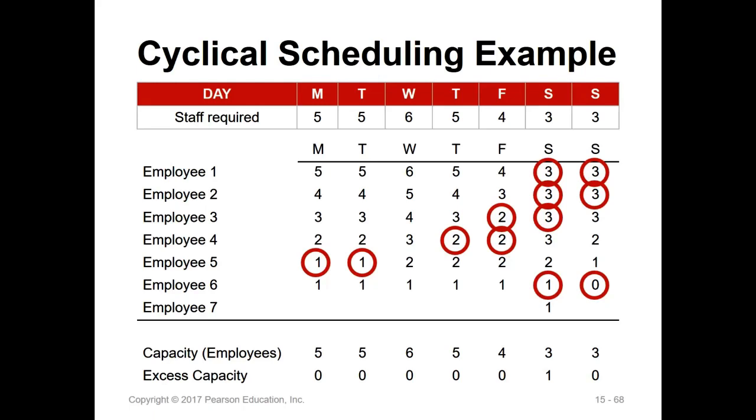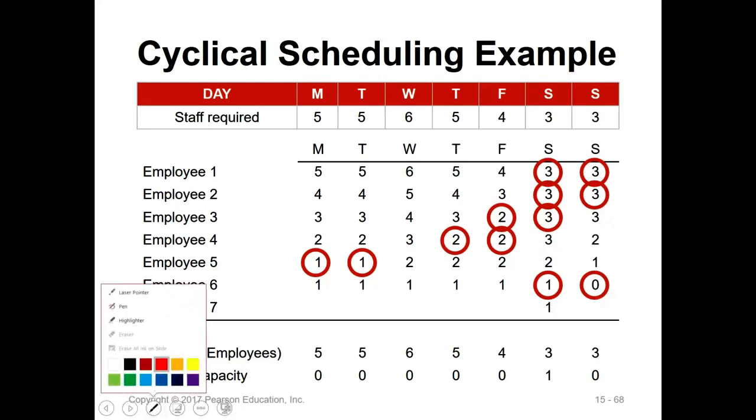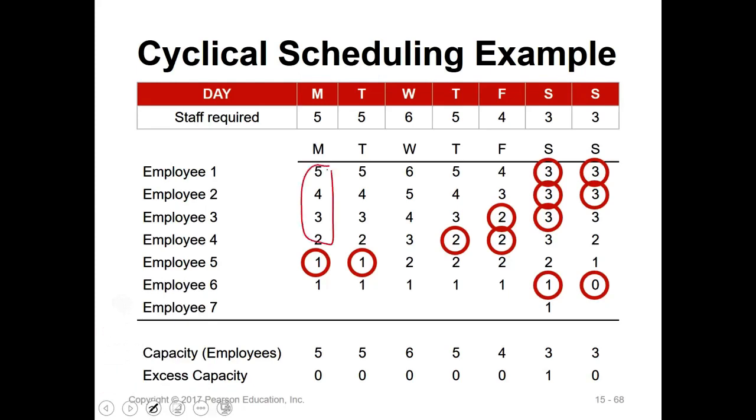Now you will see that for Monday they have 1, 2, 3, 4, 5 employees. They need how many? 5. And then look at Tuesday, they need 5. 1, 2, 3, 4, 5. And Wednesday is the peak value. So it's 1, 2, 3, 4, 5, 6. 6 meets the staff requirement. And for Thursday and Friday, you see 1, 2, 3, 4. And Saturday is 1, 2, 3. And Sunday, 1, 2, 3.